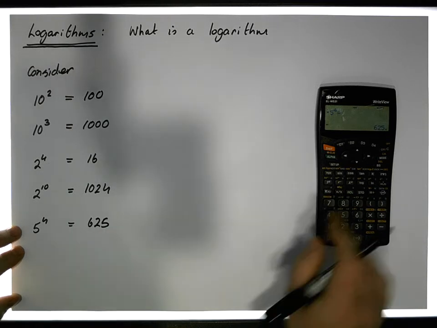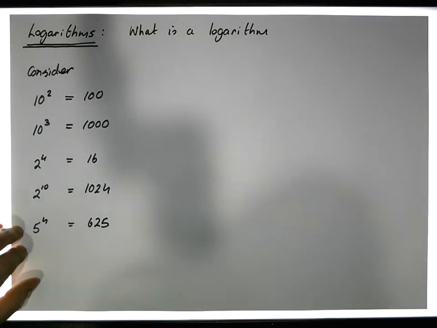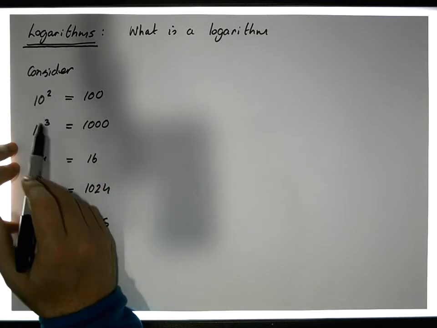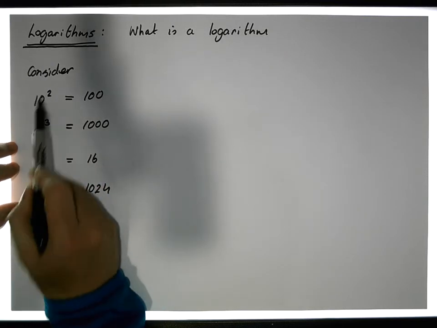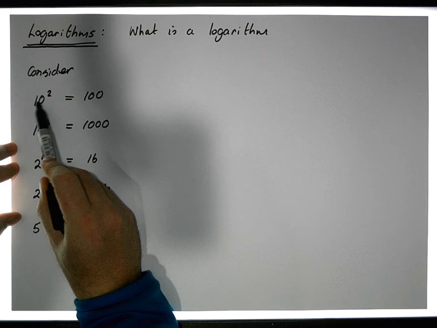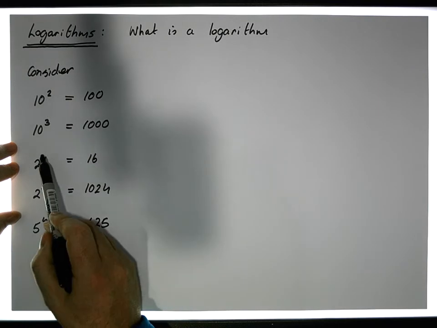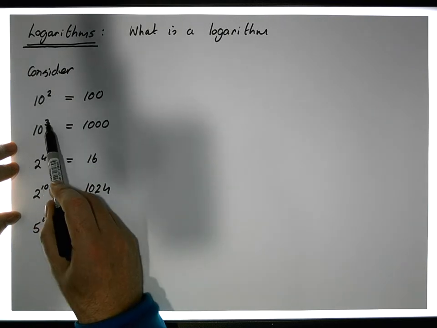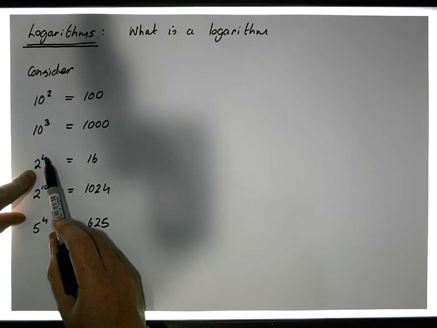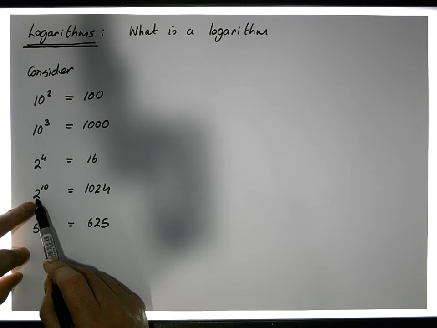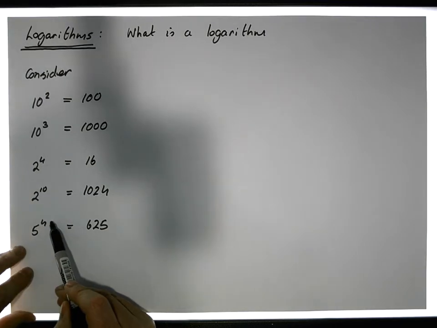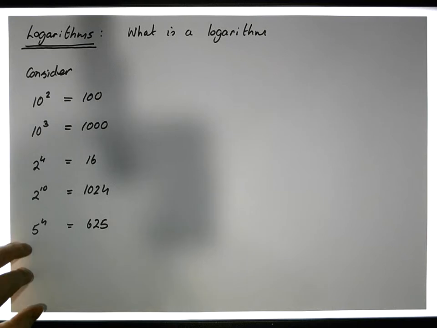The main thing here is that in all of these cases we have a base number raised to a particular power. In this case, the base is 10, the power is 2. Here the base is 10, the power is 3. Here the base is 2, the power is 4. Here the base is 2, the power is 10. And here the base number is 5, and the power is 4.